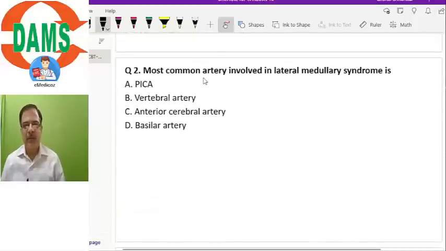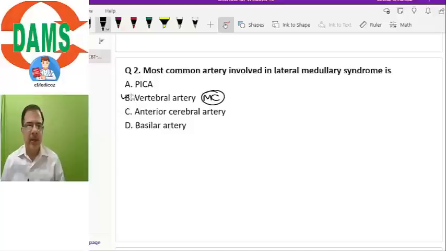Most common artery involved in a lateral medullary syndrome is, so the lateral medullary syndrome is also known as Wallenberg syndrome. So the most common artery involved is the vertebral artery, though the posterior inferior cerebellar artery can also lead to the lateral medullary syndrome, but most common being the vertebral artery.